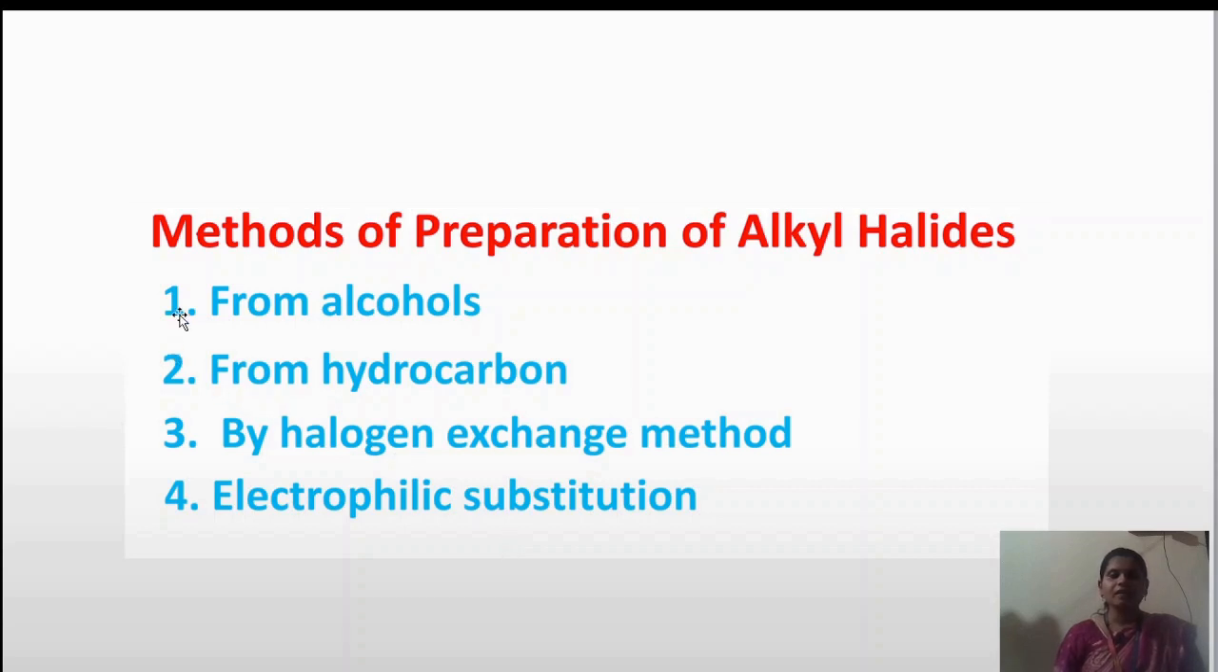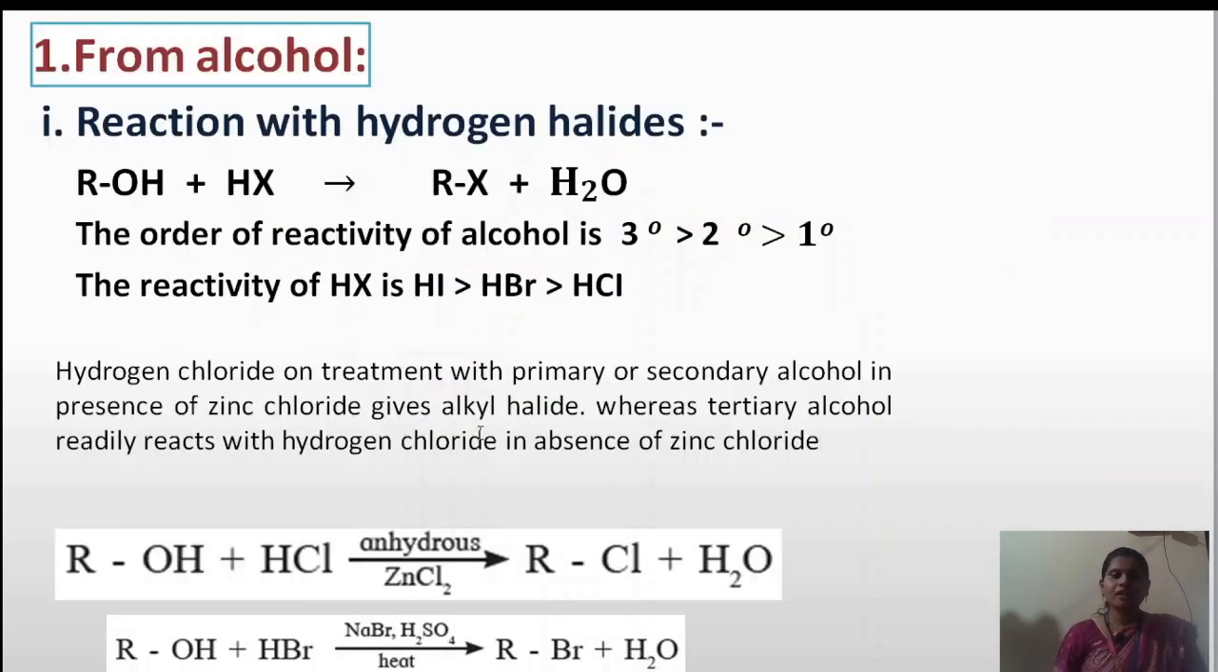First we will start first method of preparation, that is from alcohols. You know that the general formula of the alcohol is ROH, in which R indicates the alkyl group and OH is the functional group. Now OH is the functional group, so this is very reactive part of this compound. So replacement of this OH takes place by halogen when we form the alkyl halide from alcohol.